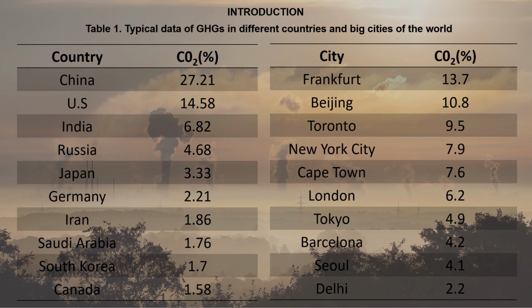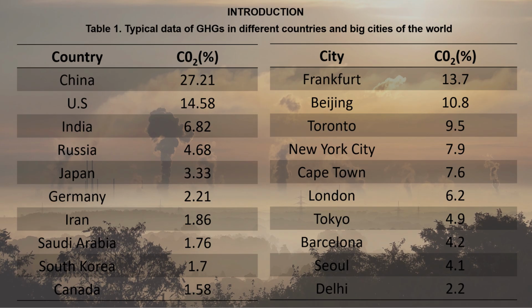Russia at number 4 is contributing 4.68, Japan 3.33, Germany 2.21, Iran 1.86, Saudi Arabia 1.76, South Korea 1.7 and Canada 1.58. So these are the countries contributing CO2 emissions on a large scale. And as I told you before, China is at number 1 and we are at number 3.